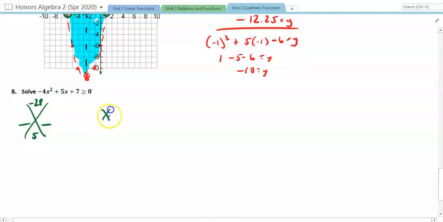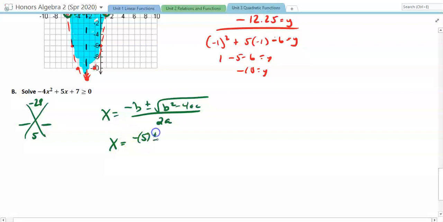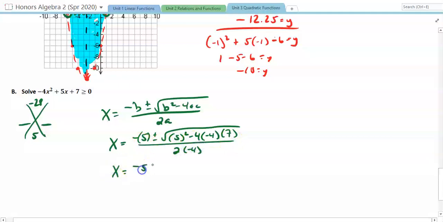We could use the quadratic formula. X is equal to the opposite of b plus or minus the square root of b squared minus 4ac all over 2a. So x is equal to the opposite of 5 plus or minus the square root of 5 squared minus 4 times negative 4 times 7 all over 2 times the negative 4. And so x is equal to the opposite of 5 plus or minus the square root of 25. 4 times 4 is 16, and 16 times the 7 is going to give us 112. And so this is all over negative 8.